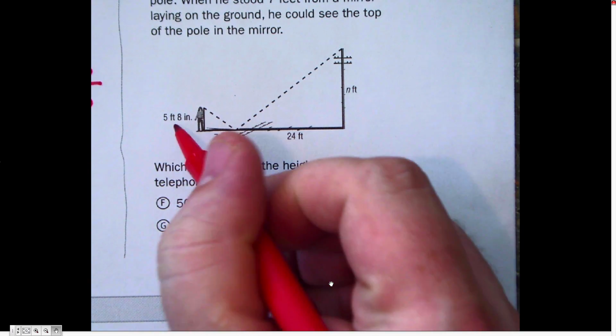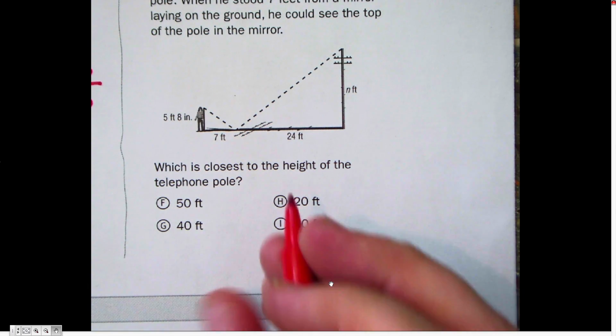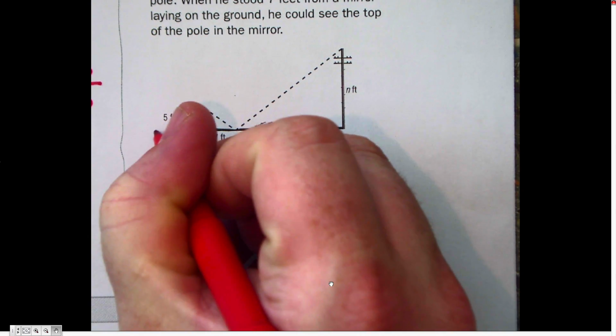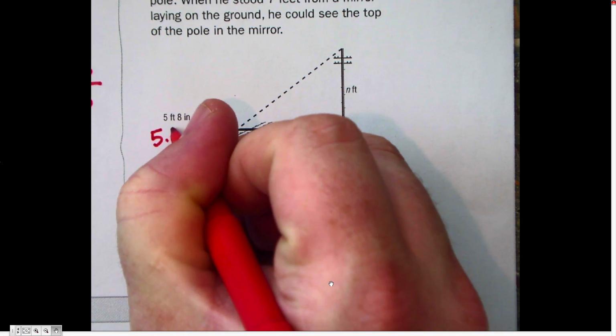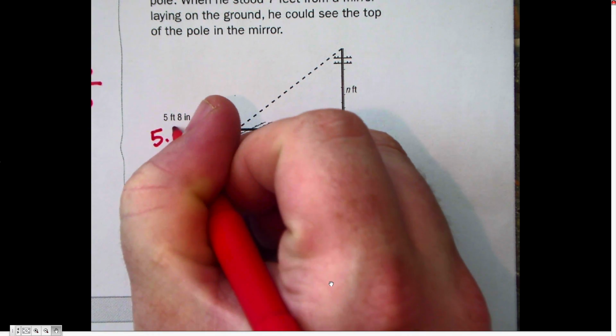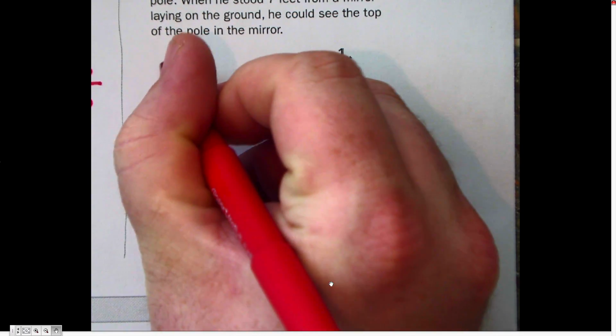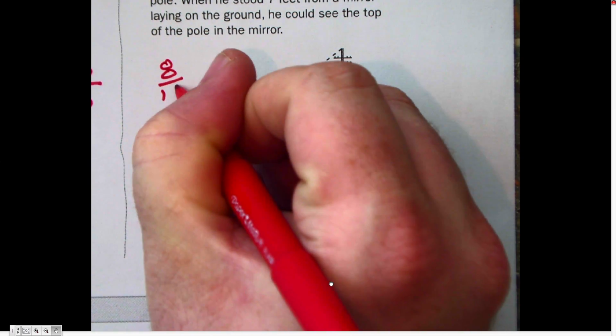What can we do? Well, we need everything in feet, and that's in inches. So I'm going to say 8 inches is 0.66 feet. So I'm just going to change that to 5.66. Okay, and I did that by doing 8 divided by 12.